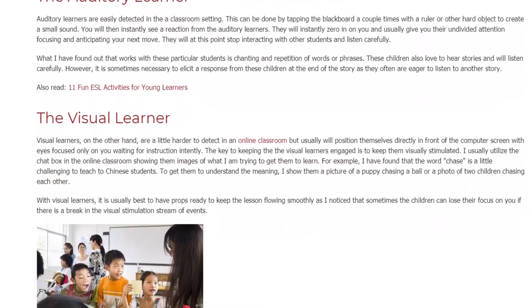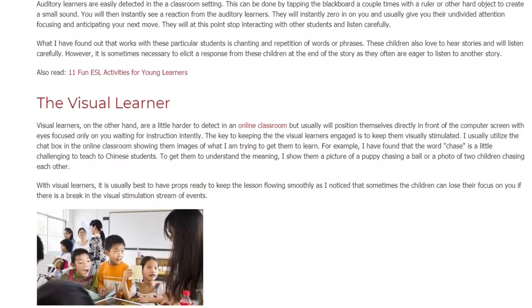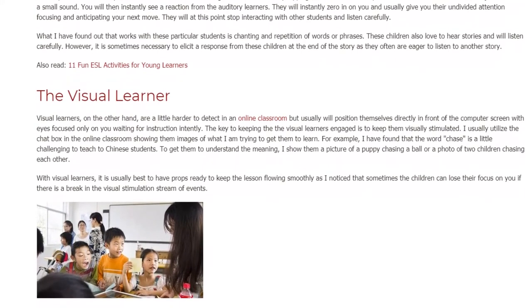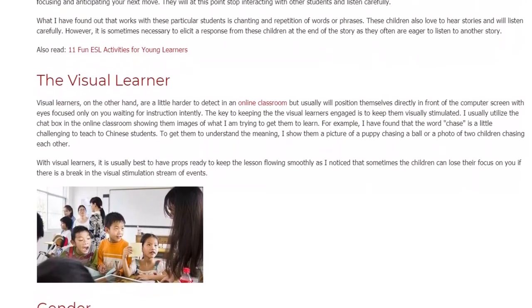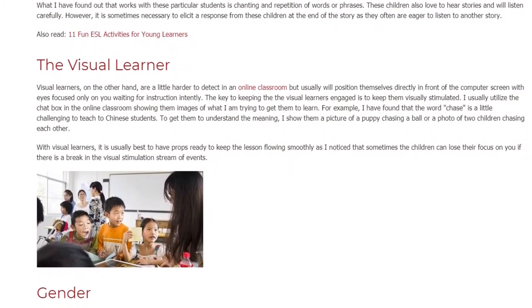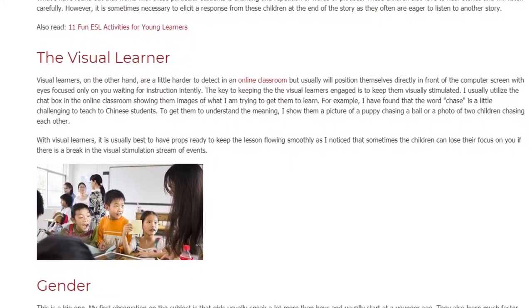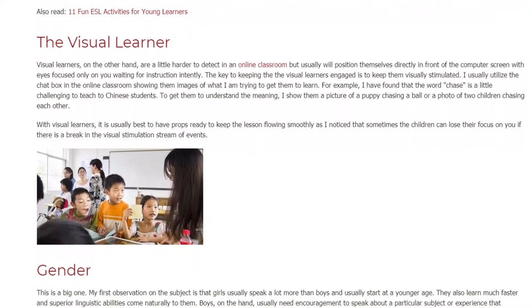I usually utilize the chat box in the online classroom, showing them images of what I am trying to get them to learn. For example, I have found that the word chase is a little challenging to teach to Chinese students. To get them to understand the meaning, I show them a picture of a puppy chasing a ball or a photo of two children chasing each other.